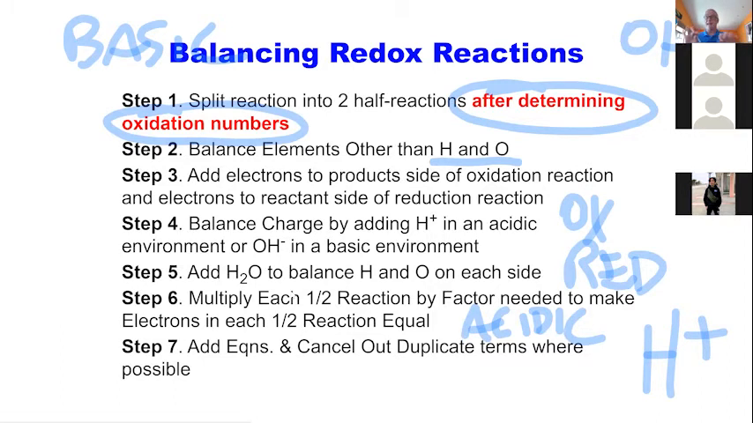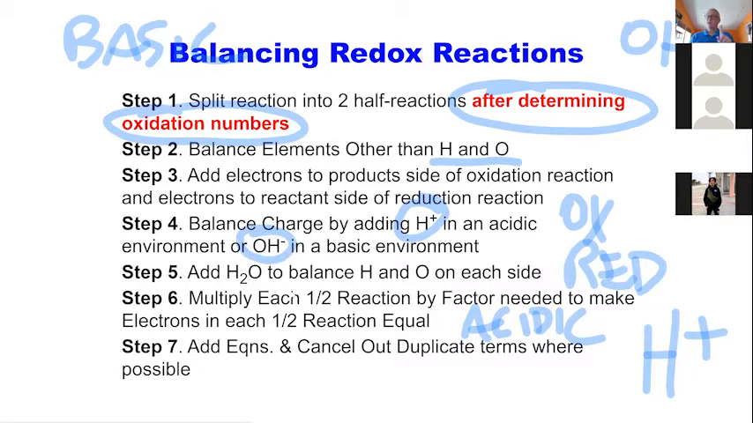Because remember, in any reaction, we have to balance a lot of things. We have to balance the atoms, which have to be the same on both sides. The charge has to be the same on both sides. And the number of electrons has to be the same on both sides. Everything has to balance. So we balance the charge on both sides by adding H plus when they're in excess in an acidic environment, or OH minus when they're in excess in a basic environment.